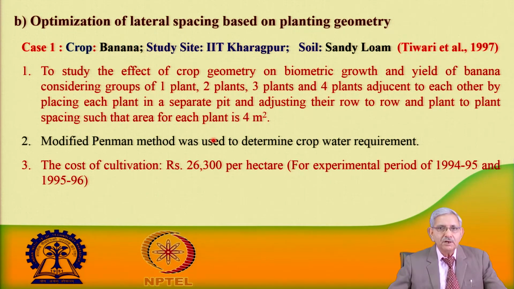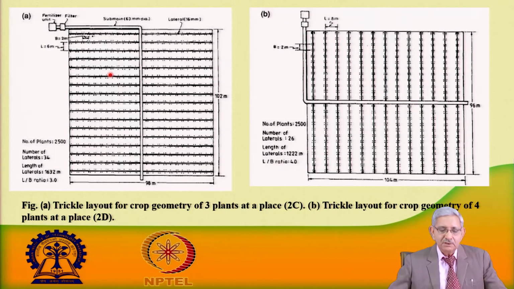Then from the study we found out the cost of cultivation per hectare. The per hectare cost came to 26,300 rupees at the prevailing market price of 1994-95, 1995-96. This is the way you can see here how the planting has been done. This is one of the planting systems.